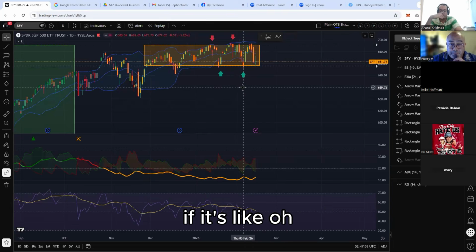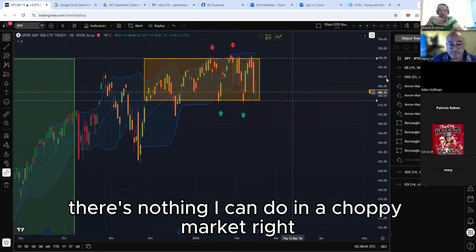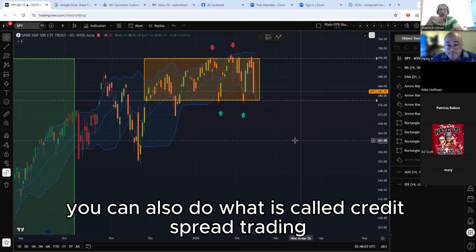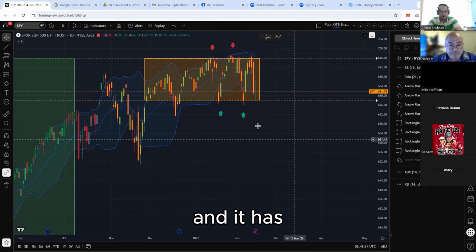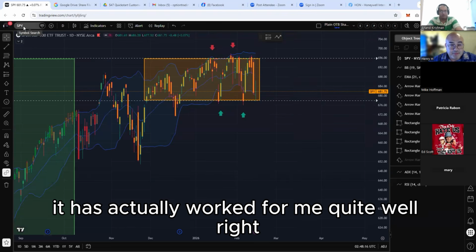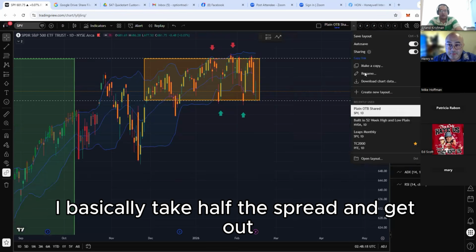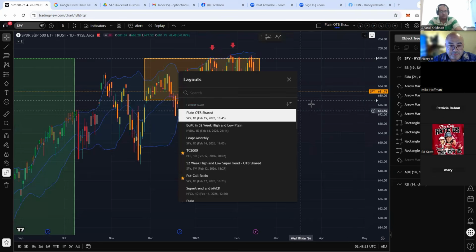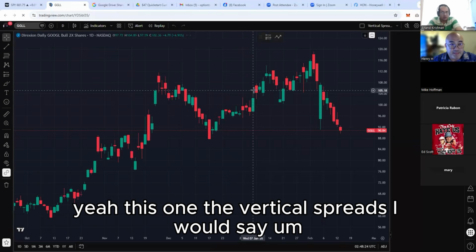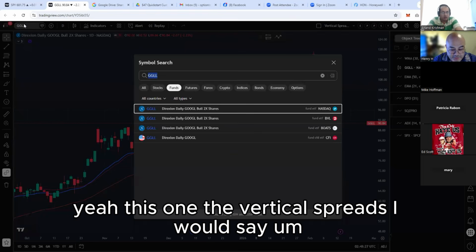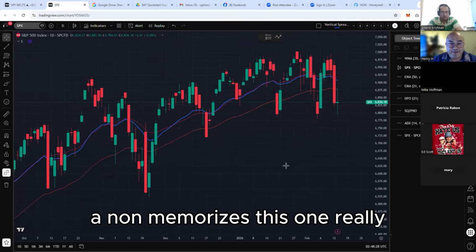But there is another thing you can also do, probably for the braver amongst you. If it's like, there's nothing I can do in a choppy market, you can also do what is called credit spread trading. I personally like to do it on the SPX, and it has actually worked for me quite well. I basically take half the spread and get out.